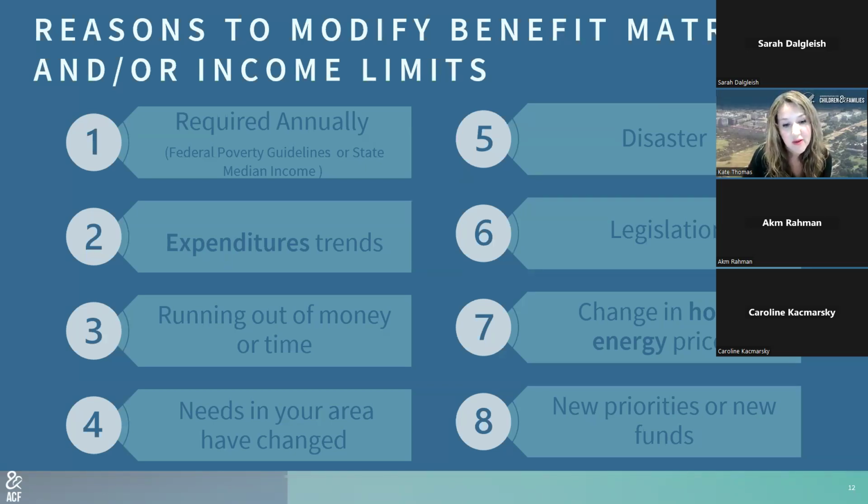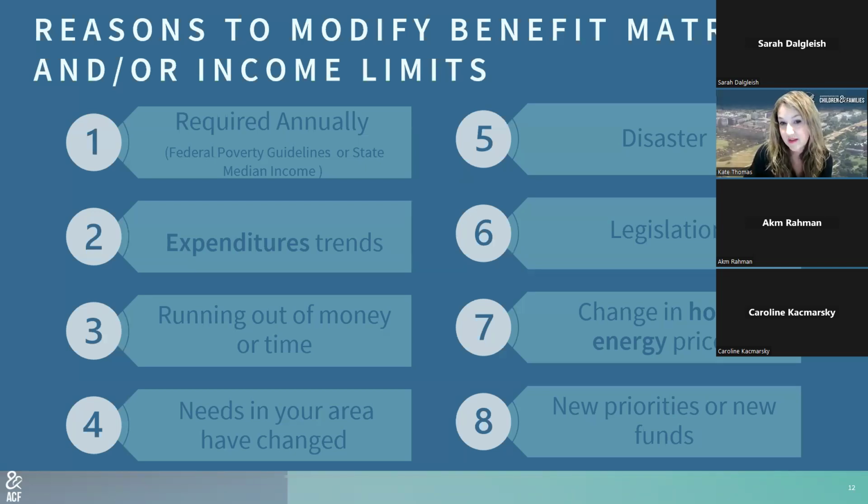And the fourth reason on this list is that the needs in your area have changed. An example of this is that you're having an extremely brutal summer with heat waves you haven't seen in your area in a long time. So you might want to provide higher cooling benefits instead of carrying over 10% as you had planned. So you're going to move some of that money to a LIHEAP cooling component and change the matrix to reflect that.